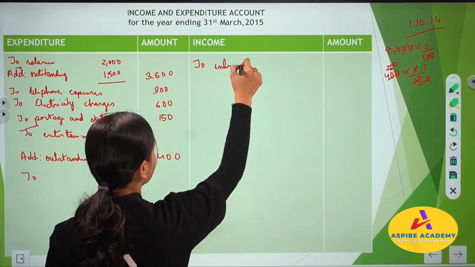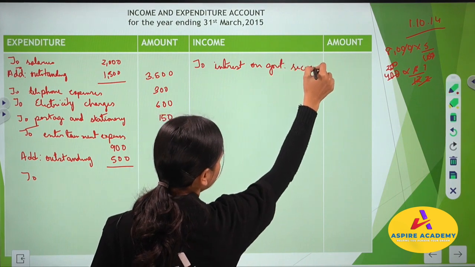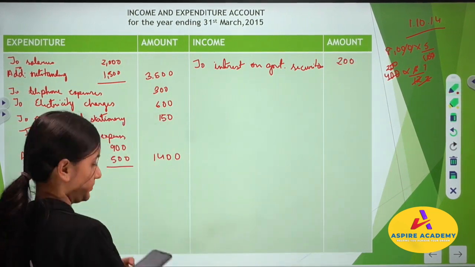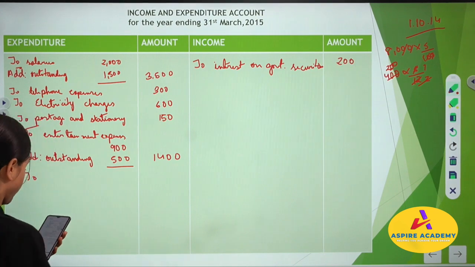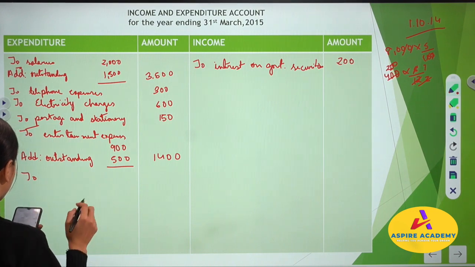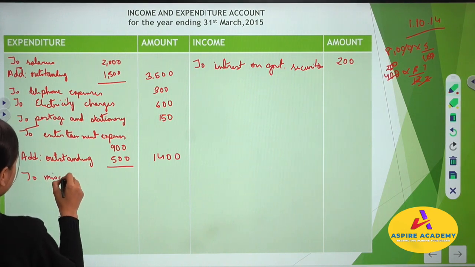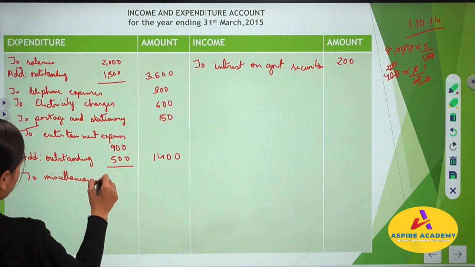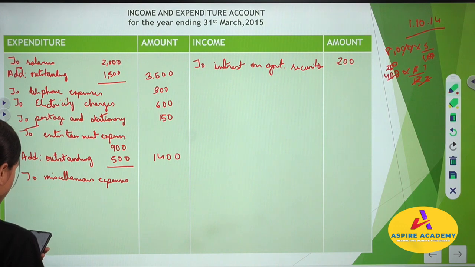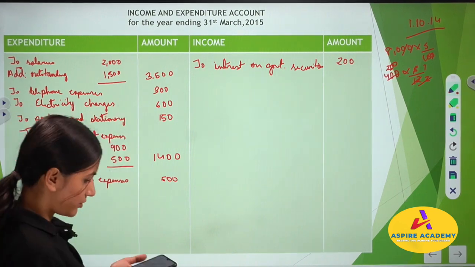interest on government securities. That interest is your 200. Next, miscellaneous expenses. So the miscellaneous expenses amount was 600. So this side has been finished.